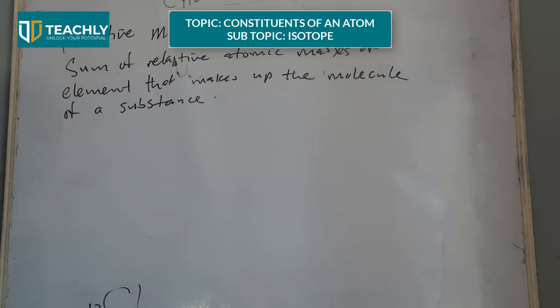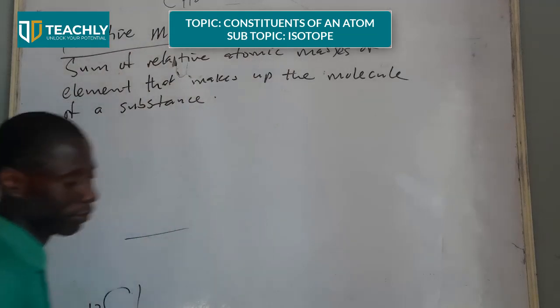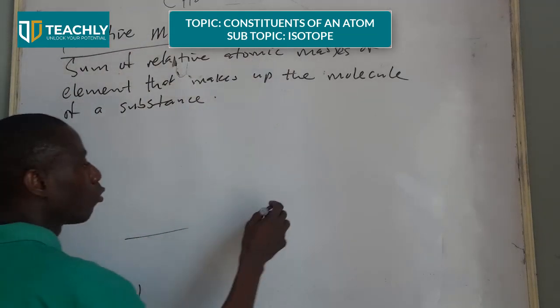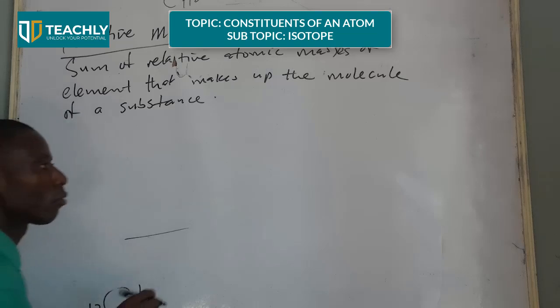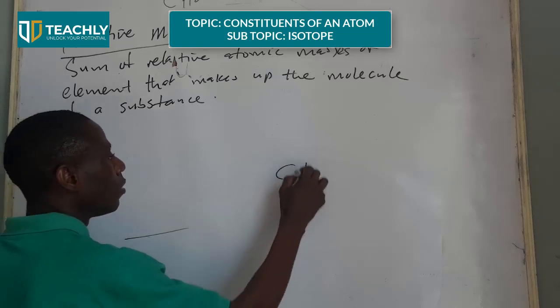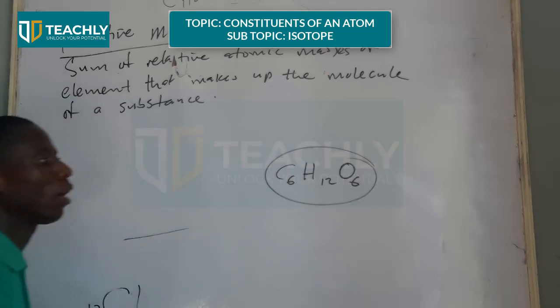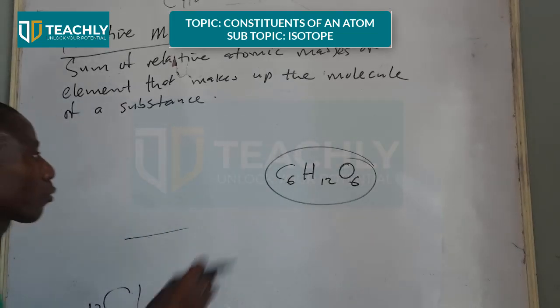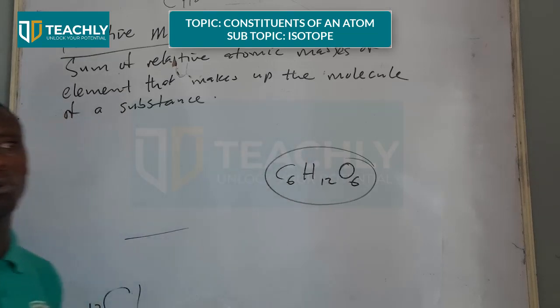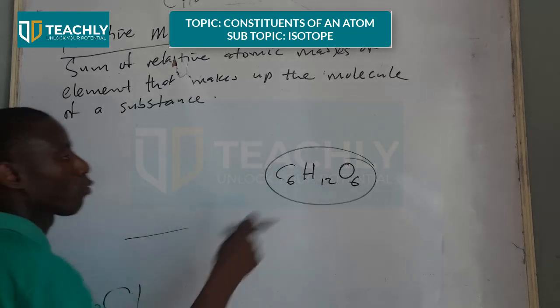Just like I told us that relative atomic mass of an element is getting the average mass of that particular element. If you now want to get a relative molecular mass, if you have a molecule, let's say a molecule of sugar, glucose. Glucose is C6H12O6. This is a molecule of glucose, and you want to get the relative molecular mass of this.